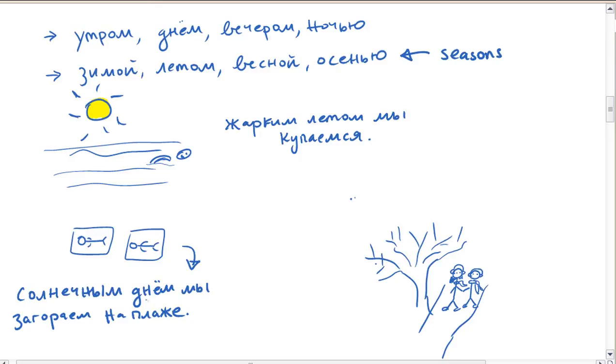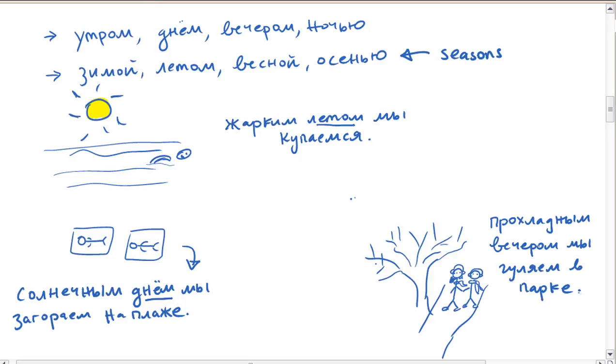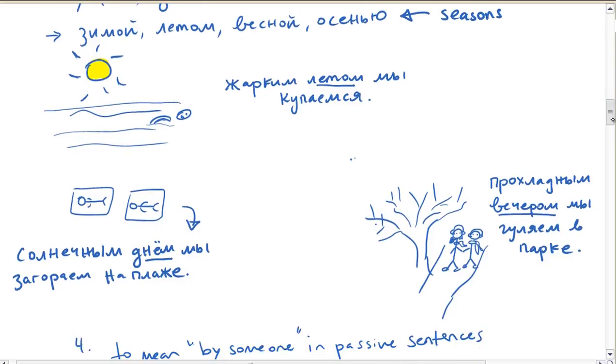So we've got днем, летом, and then the adjectives that describe them also are in the instrumental case. Прохладным вечером мы гуляем в парке. Right, so our time and the adjective describing that time in the instrumental.